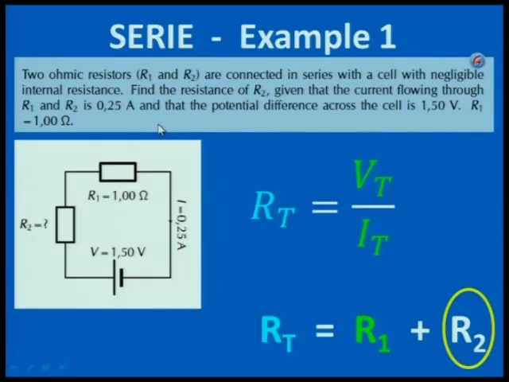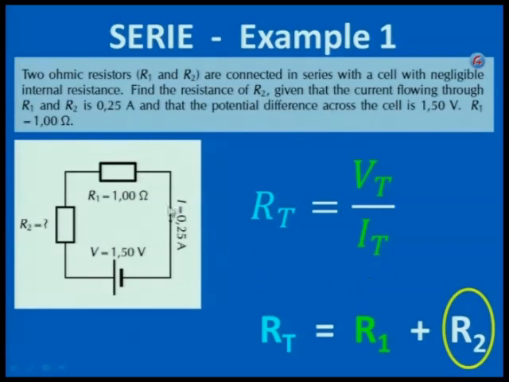Okay, very important. You should be able to derive that the circuit looks something like this. The battery or the potential difference is 1.5 volts. There are two resistors. Resistor 1 is 1 ohm and the current through the circuit is 0.25 amperes. This is all information that you get from the question. Now, what do they ask? They ask, find the resistance of R2.